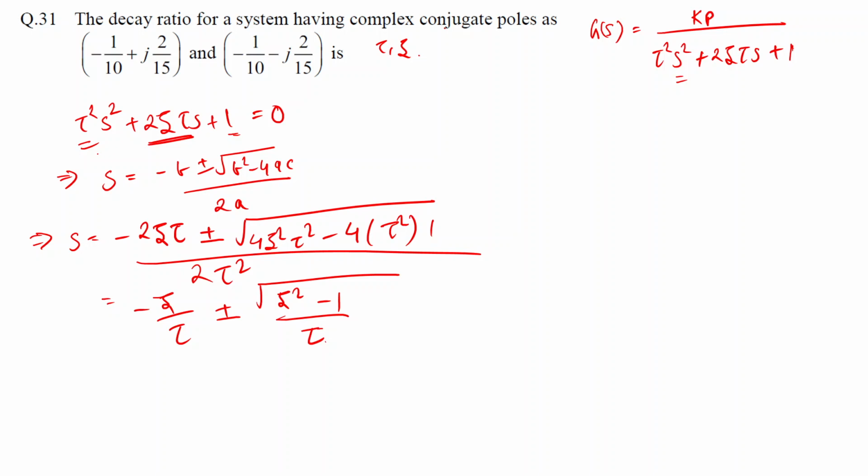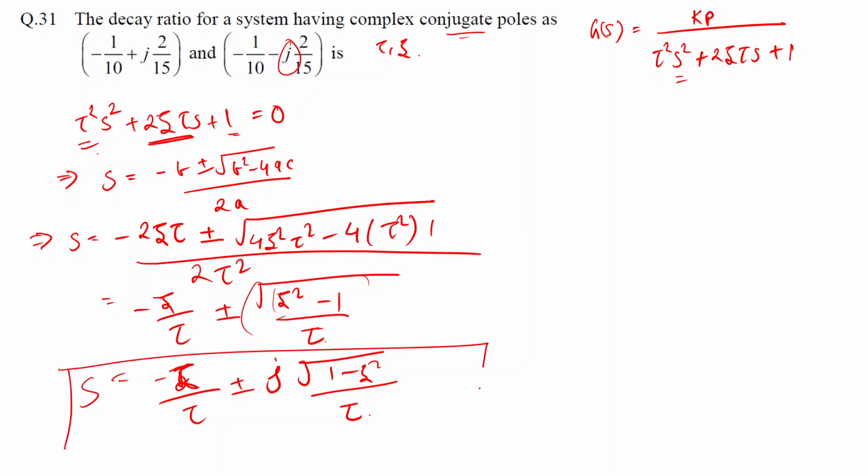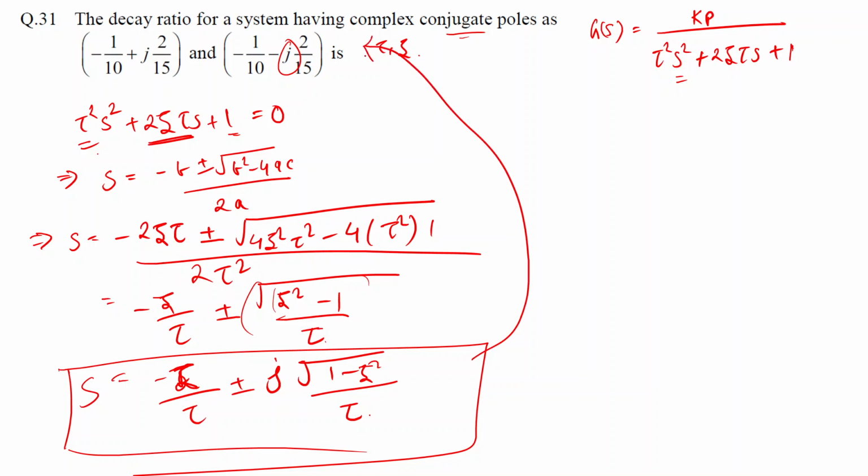In this question, we have been given the complex conjugate poles, that is, they are in terms of this j. So we can take minus 1 common from this bracket and then rewrite this equation as minus zeta upon tau plus or minus j under root of 1 minus zeta square upon tau. So for this given system, we calculated the conjugate poles by this formula, and now we'll be comparing it with these roots that we have been already provided to find these values of time constant and zeta.